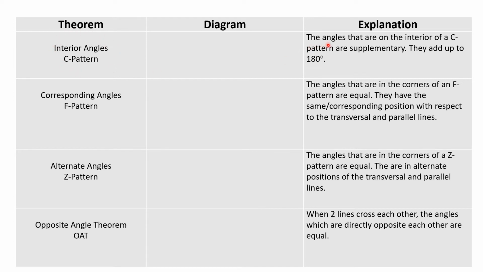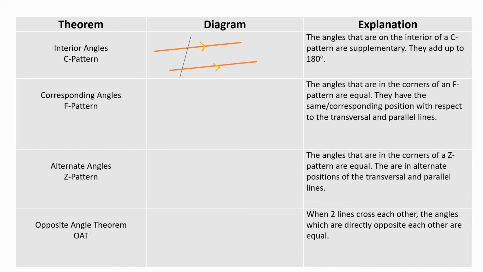It's stating that the angles that are on the interior of a C pattern are supplementary. That means they add up to 180. So we've got two parallel lines here. And remember, we indicate that they're parallel with these little arrows here. So that means those are parallel. I'm going to draw a transversal through them. That's just a line cutting through them. And you're always drawing with a ruler.